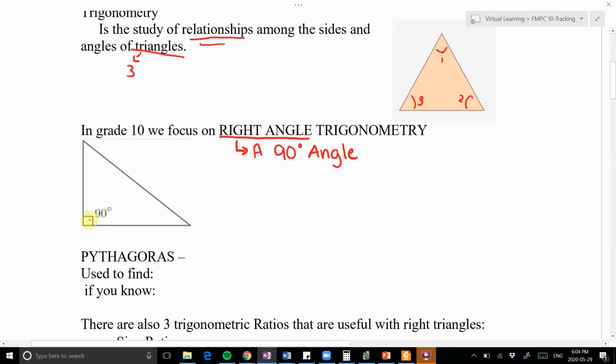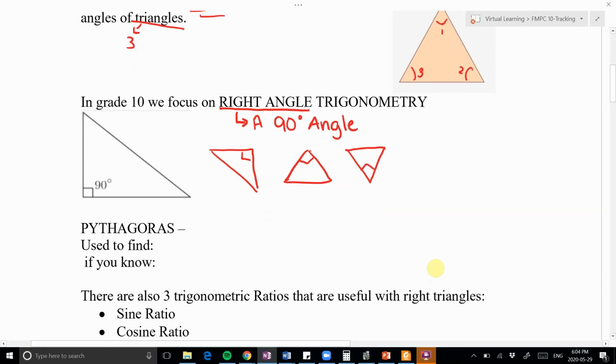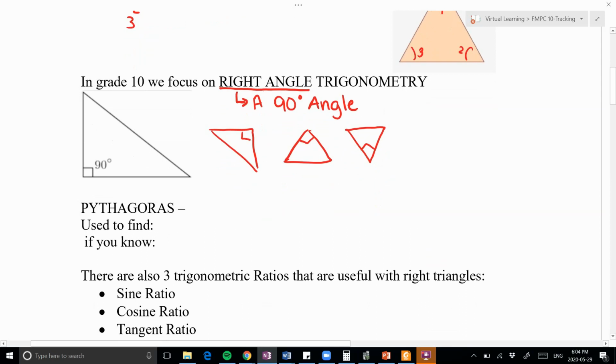And remember, it could be down here. If our triangle was like this instead, it might be up there. We could have a triangle like this with it up here, or like this with it down there. Doesn't matter where the angle is, as long as there is one 90-degree angle, it is a right triangle, and so we can use these trigonometry relationships that we've been talking about.